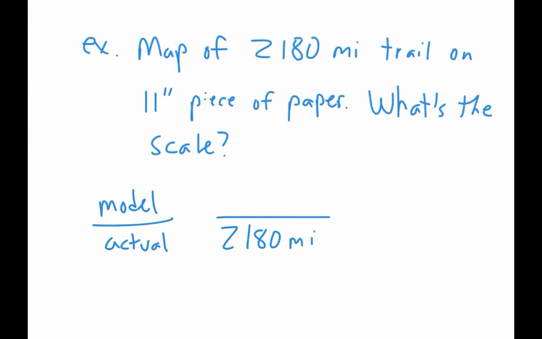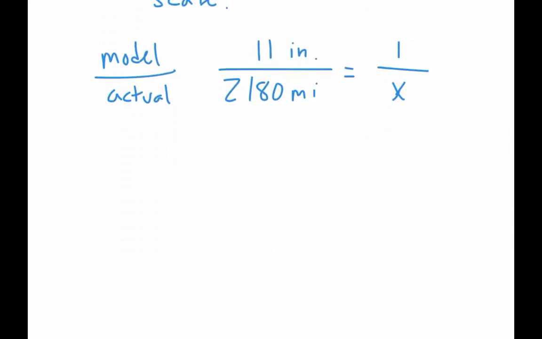And then the model, we can have a model be up to 11 inches long. So we have 11 inches in the numerator. Good? So you could say your scale is 11 to 2,180, but that's not incredibly helpful. So what I would do is instead say, let's say we're going to do a 1 to something model. So 1 to x. We could try solving that for x. I have 11 inches times x. Maybe I'll leave my units off for now. I'm going to say 11 times x equals 1 times 2,180.